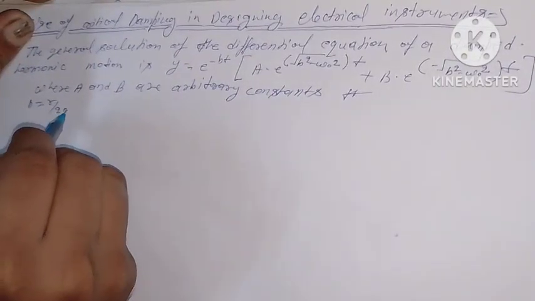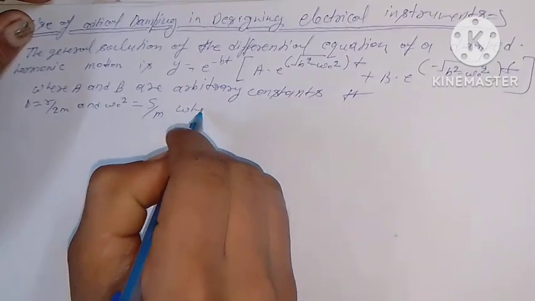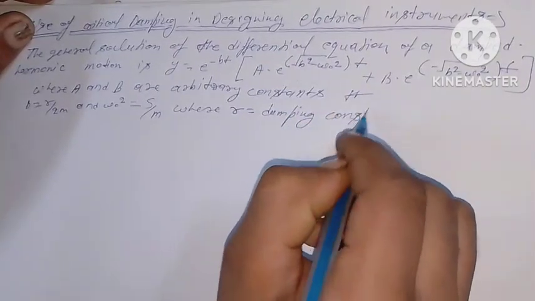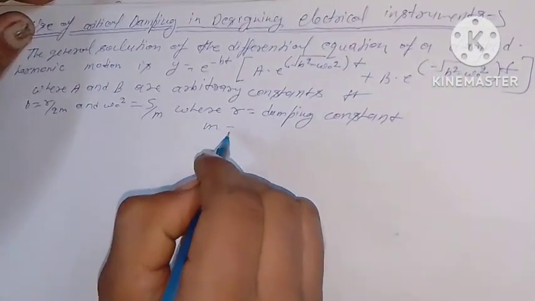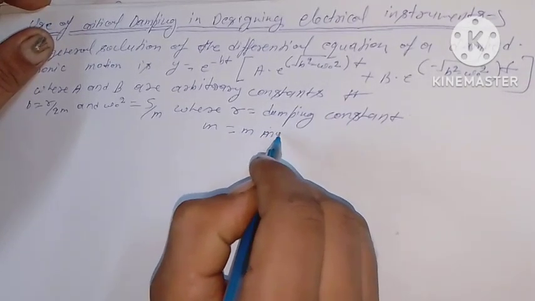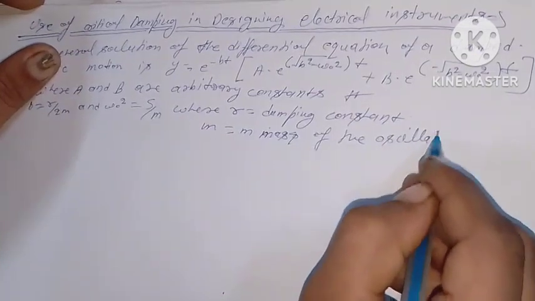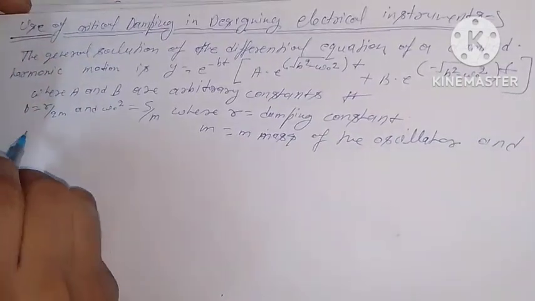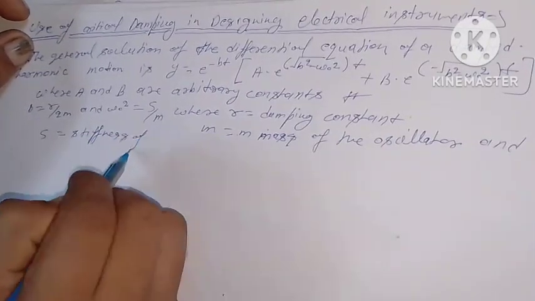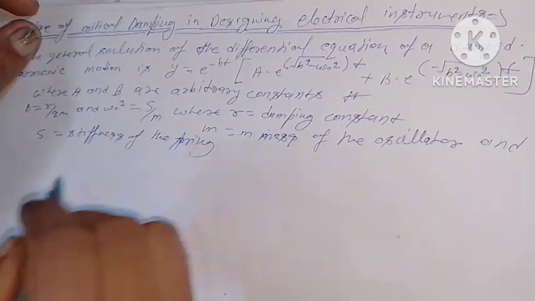B equals R by 2M and omega naught square equals S by M, where R is the damping constant, M is the mass of the oscillator, and S is the stiffness of the spring, okay?